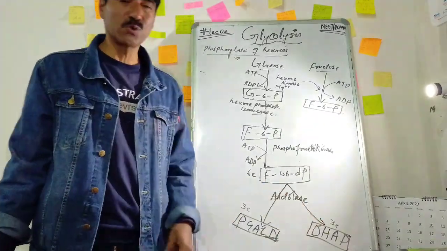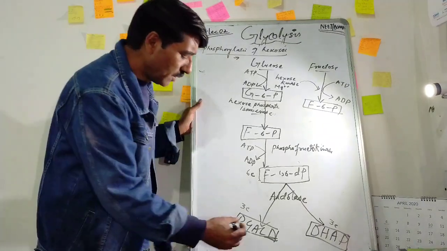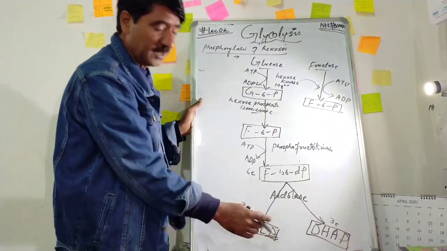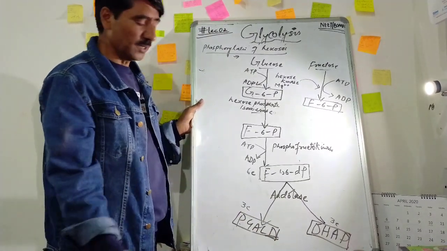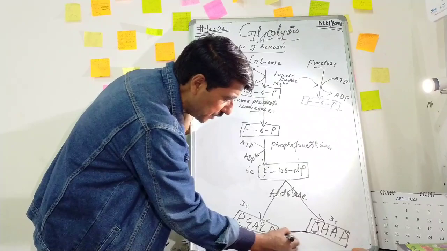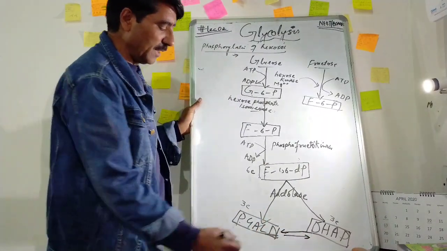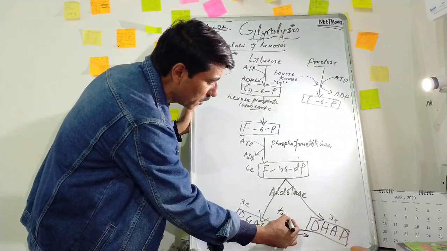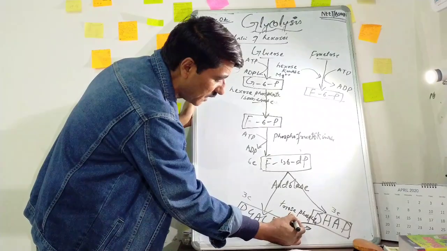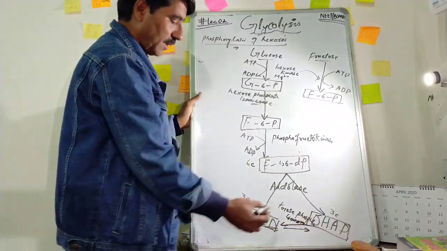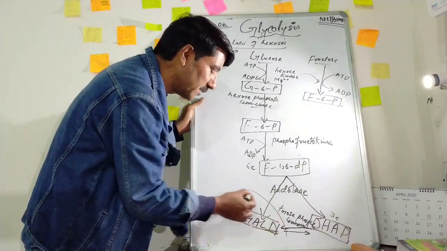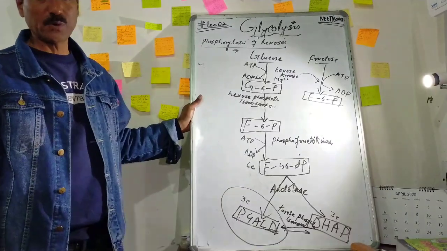Now this dihydroxyacetone phosphate and the phosphoglyceraldehyde are isomers of each other, and here this dihydroxyacetone phosphate, the isomer, changes into phosphoglyceraldehyde by means of the enzyme triose phosphate isomerase. So enzyme triose phosphate isomerase converts dihydroxyacetone phosphate into phosphoglyceraldehyde. So here we can now say that we have 2 molecules of phosphoglyceraldehyde.